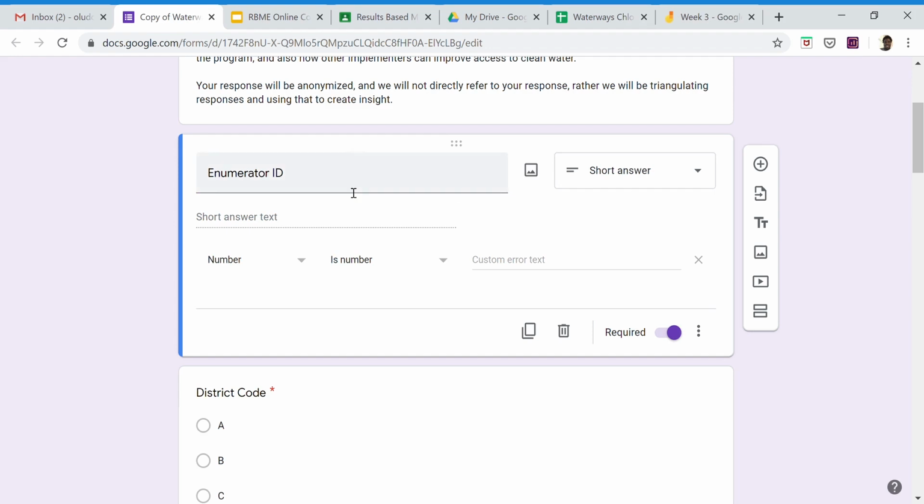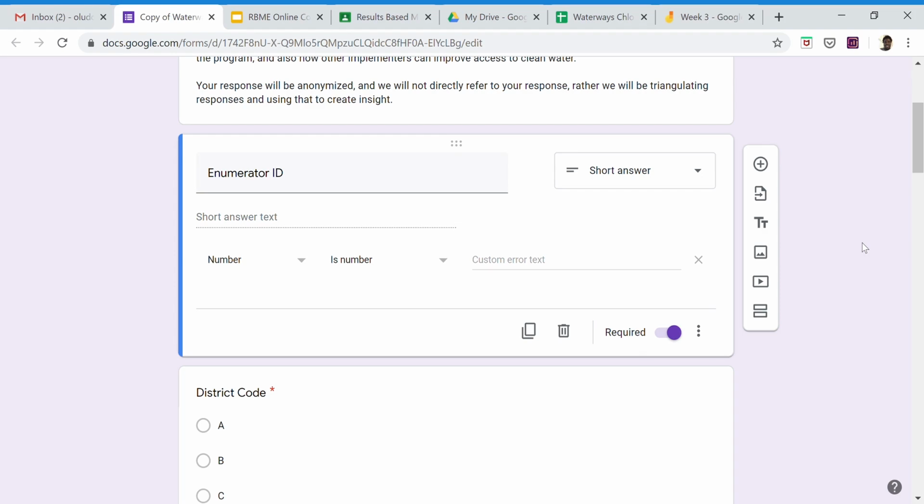So enumerators are supposed to input their ID. You would have given each and every one of them an ID, maybe A001, B002, because you could have projects carried out with over 100 enumerators. So we need to give each one of them an ID.